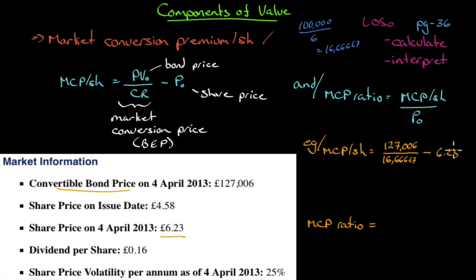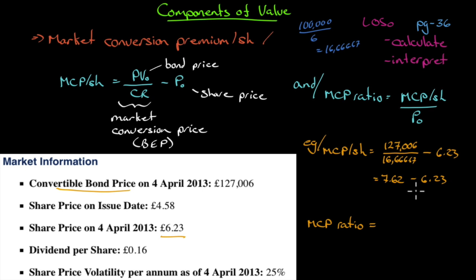Now, here's the thing. This is above the conversion price. $6.23 is above the conversion price. So you would think, well, it must be worth converting. Well, the bond is selling for 127,006. So if you divide 127,006 by 16,666, that is $7.62. Sorry, £7.62p minus £6.23p. I hope I'm saying that right for my British friends out there.